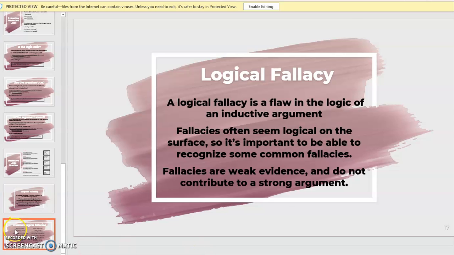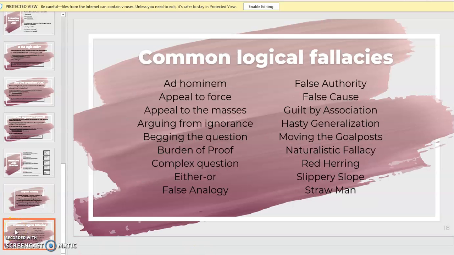So we are going to go through some different examples of fallacies. You don't have to memorize this whole list, but you will have to identify some fallacies on the quiz, where there will be like a little paragraph and you'll have to say, well, this is an example of the false cause fallacy or the appeal to force fallacy.